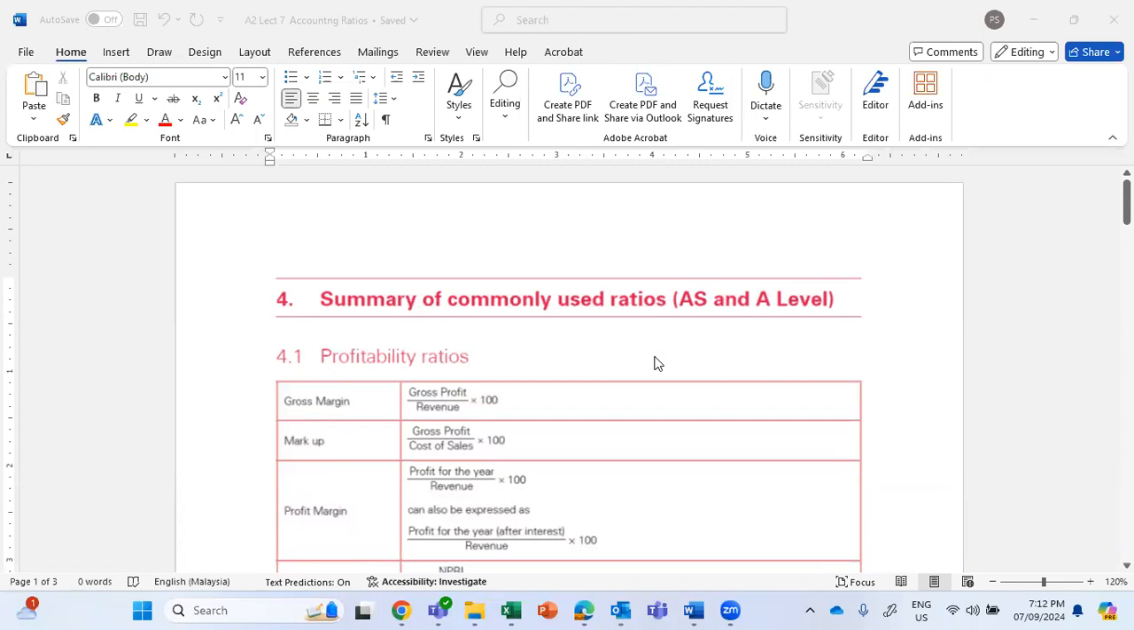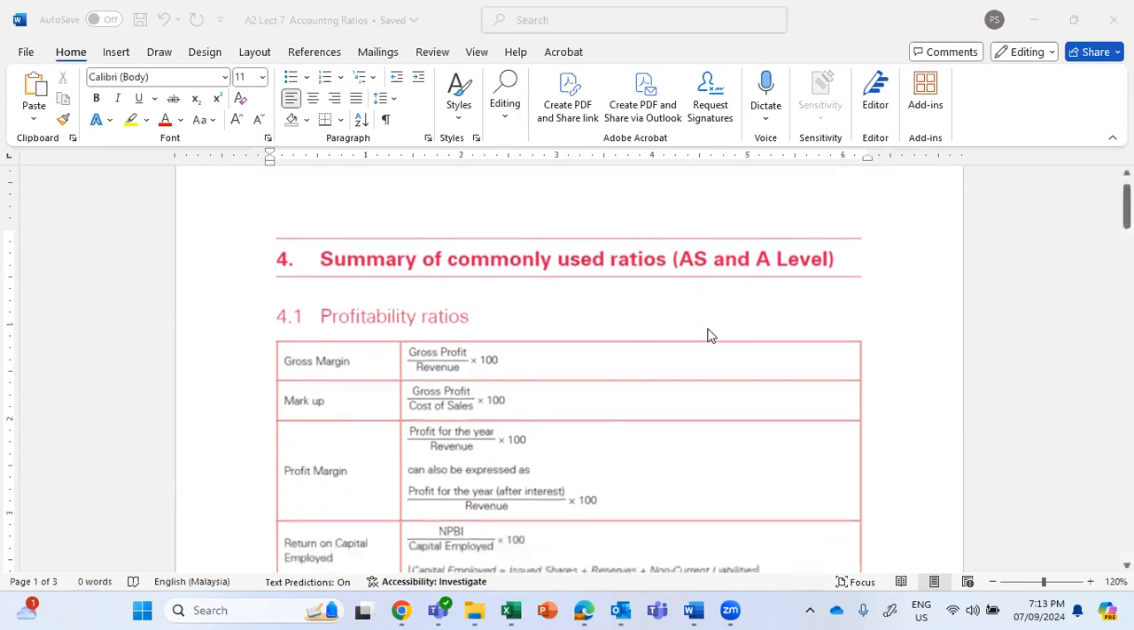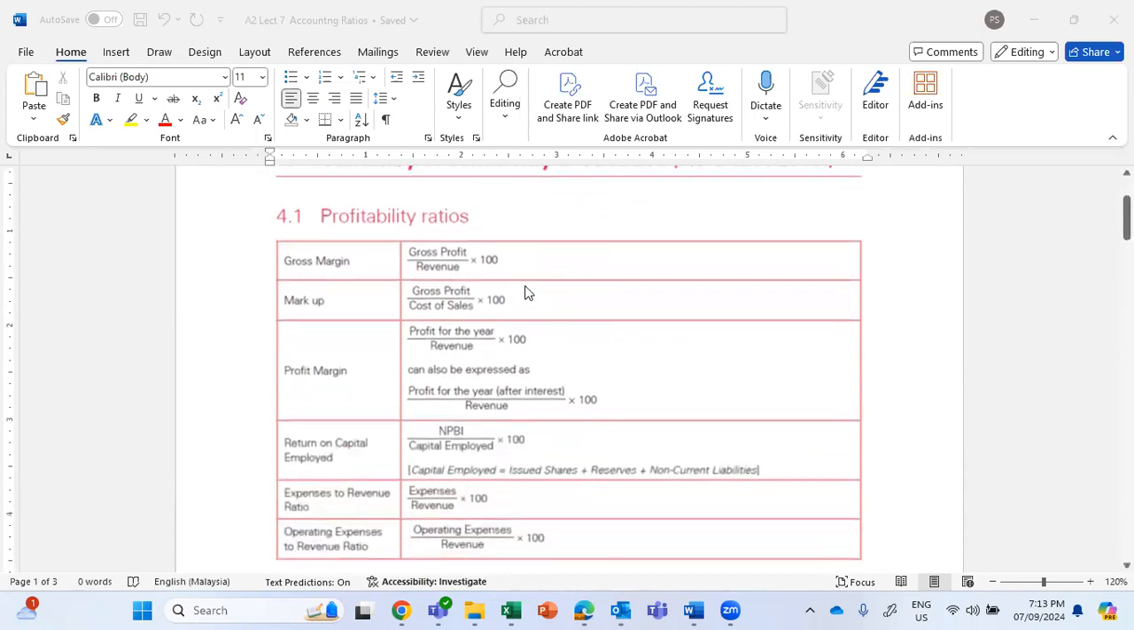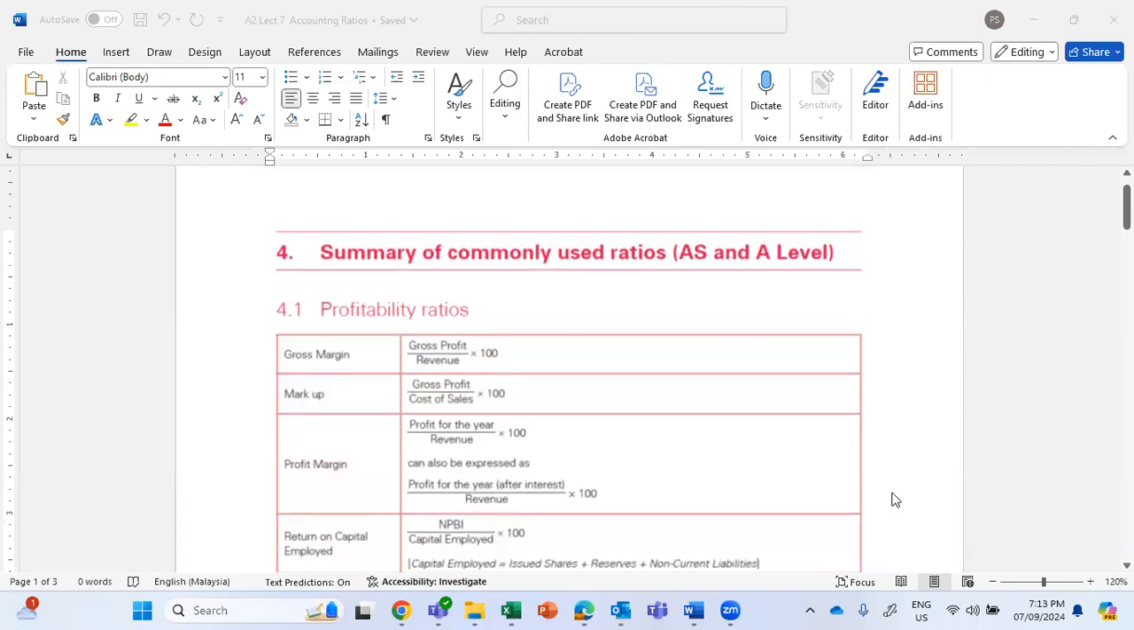Okay, so today's video would be on accounting ratios. Now you have learned accounting ratios in AS. So here in A2, you have some additional formulas. But nevertheless, you cannot forget the AS accounting ratio formulas. They will still be asked. Okay, so let's go through. I'll review the whole thing, the AS plus A2.